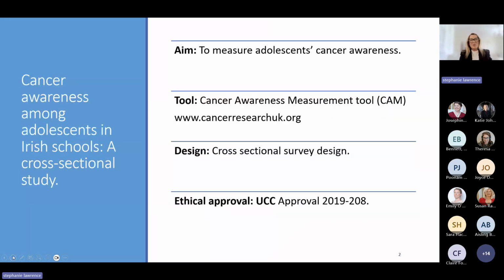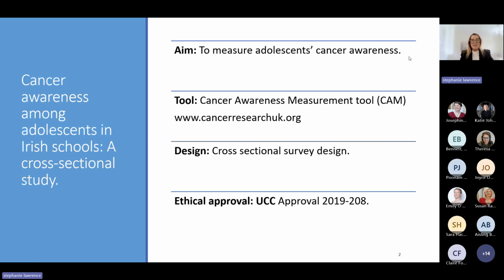Okay. So the aim of the study really was to measure adolescents' cancer awareness. We used a cancer awareness measurement tool. This tool was obtained from Cancer Research UK. It was a tool that had been used for a number of years with the adult population. So in 2013, this tool had been amended to be used amongst adolescents. So we sought some permission from Professor Coyle in the United Kingdom, who gave us permission to actually use this tool.